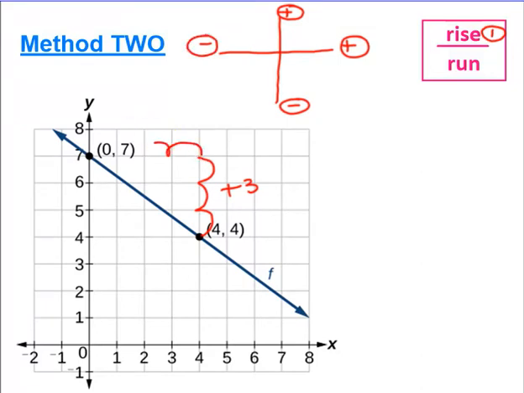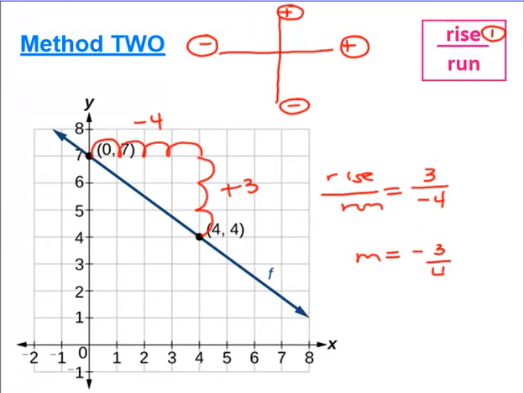So 1, 2, 3, 4. So that's negative 4. So rise over run. My rise was 3. My run was negative 4. So my slope is negative 3 over 4.